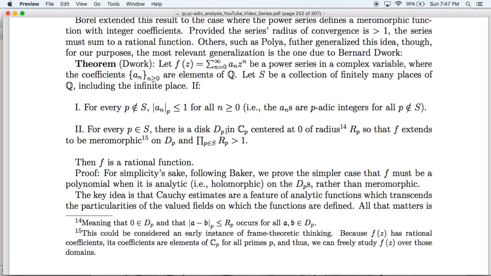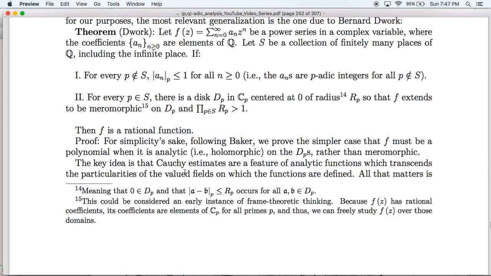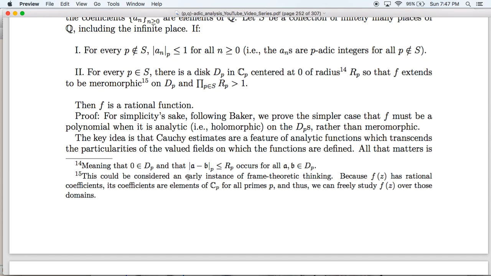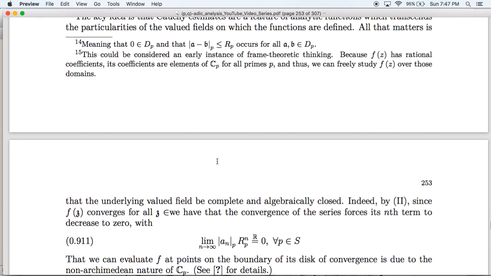So here the difference is that when f is meromorphic on the disk, then f is a rational function. What we're going to prove is that when f is analytic on the disk, then f is a polynomial. And the key idea is that the Cauchy estimates work in a p-adic context. That is, the Cauchy estimates are a frame theoretic phenomenon, and they transcend the particularities of whatever valued field we happen to be examining our analytic function on. All that matters is that the underlying valued field be complete and algebraically closed.